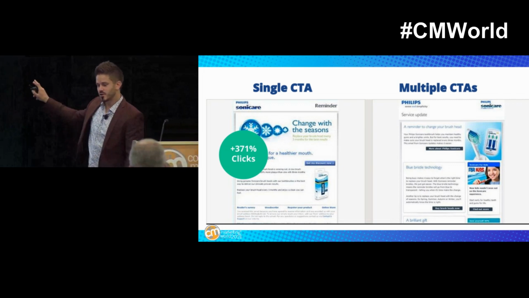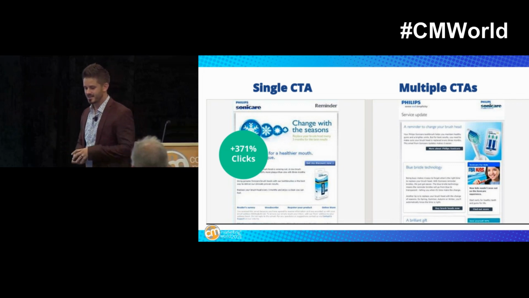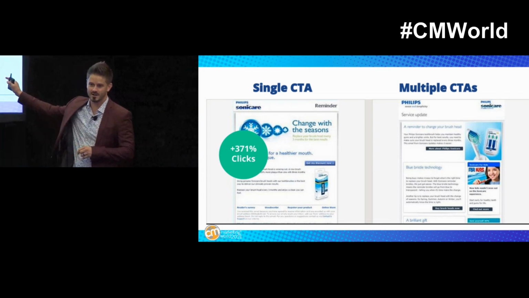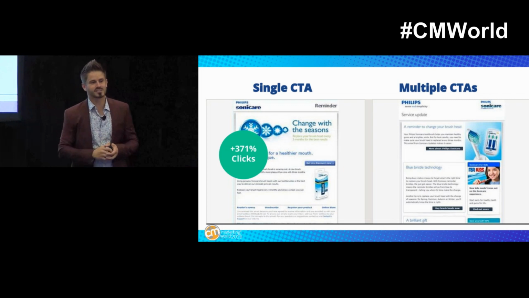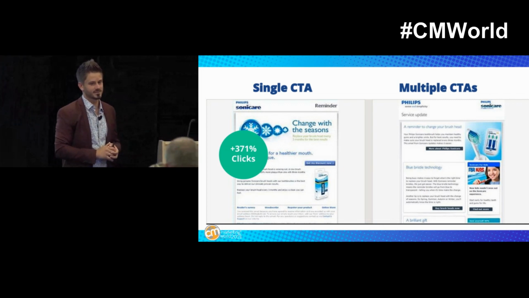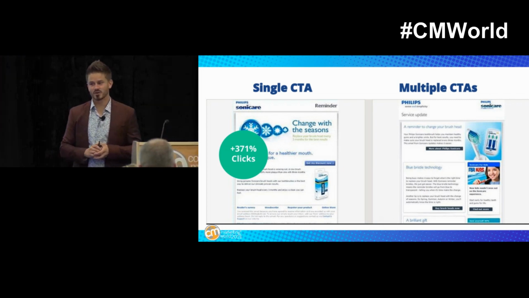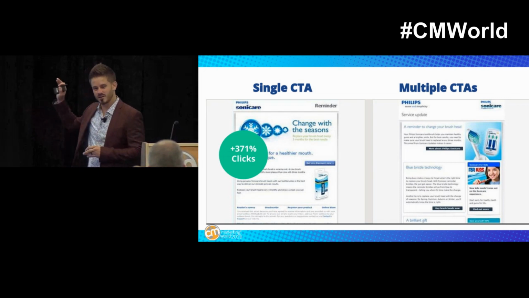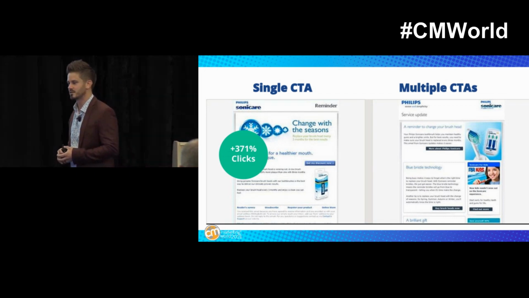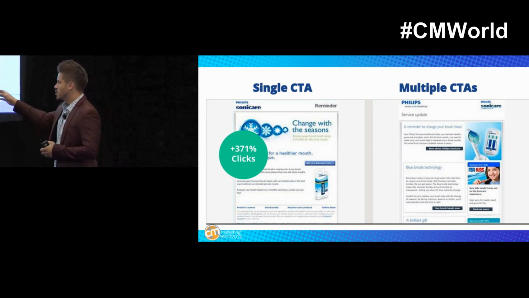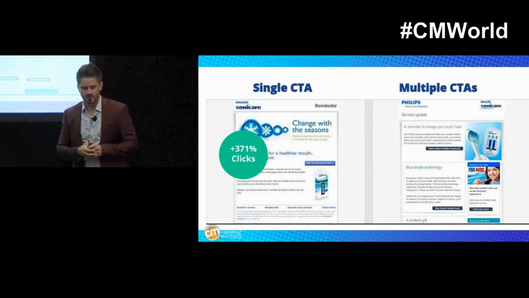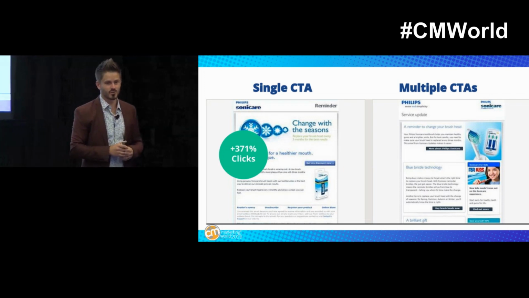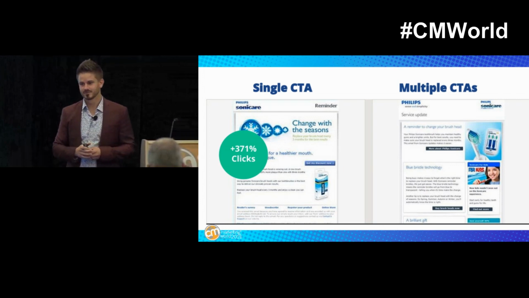So we ran these two against each other, and the single call to action had, look at this, almost 4 times more clicks. 371% more clicks. Again, the question is why? Why do you think it would have that much more of a dramatic impact? If you look at the two versions here, in version 1, it is obvious what you should do. There's only one thing to do.